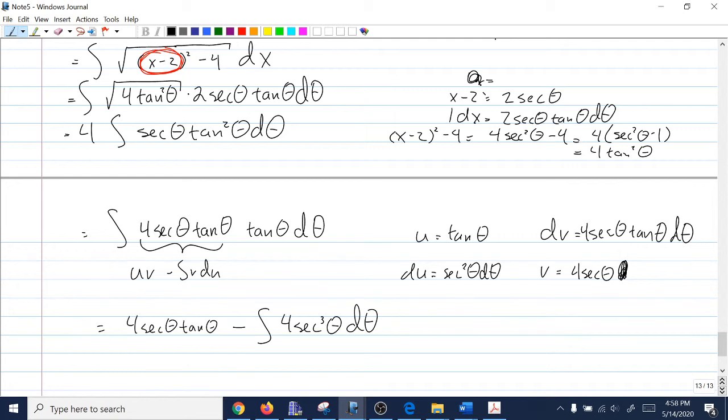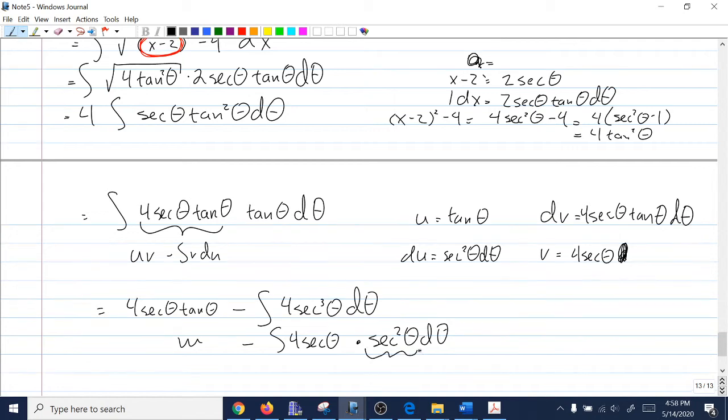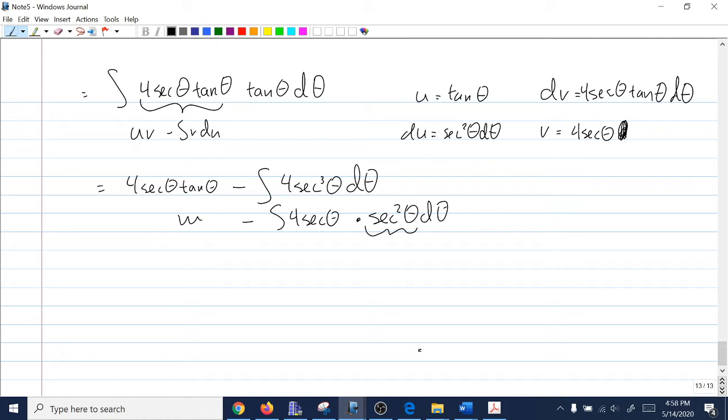I want to pull out the secant squared and convert this back into a tangent squared. What is secant squared? Secant squared is 1 plus tangent squared. You get 4 secant theta times 1 plus tangent squared theta.